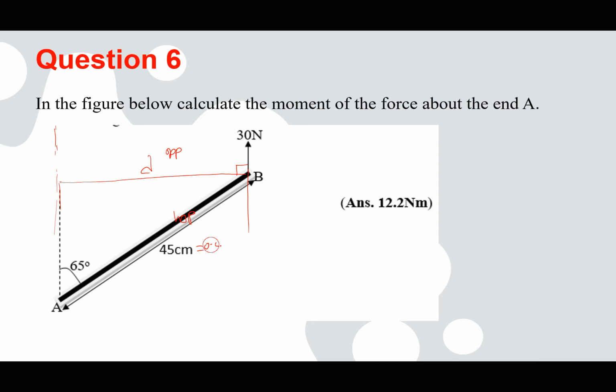We just change this to meters, 0.45 meters. So opposite over hypotenuse, that is sine. Sine of 65 is equal to the opposite over the hypotenuse, which is 0.45. So the perpendicular distance is 0.45 sine of 65. So the moment is the product of the force, which is 30 newtons, times the perpendicular distance, 0.45 sine of 65, which I think is 12.2 Newton meters as required.